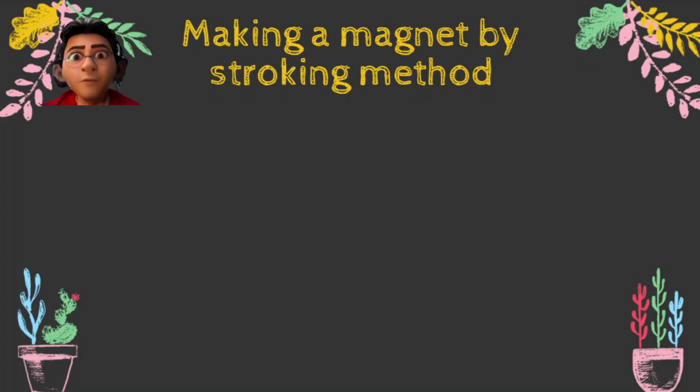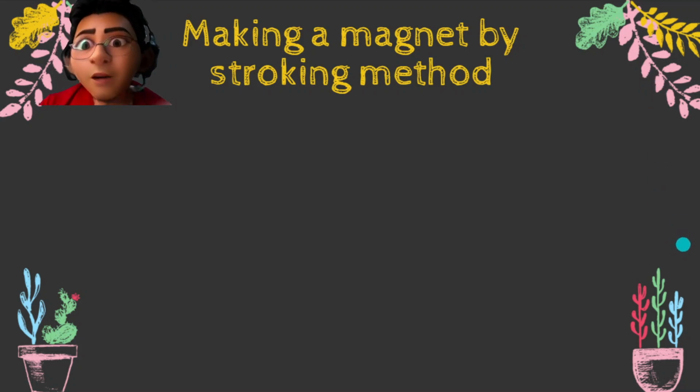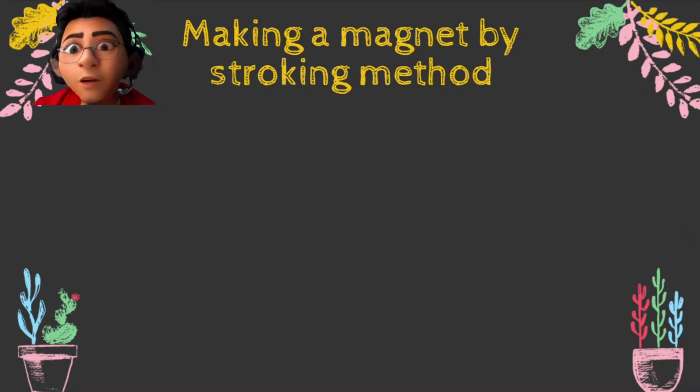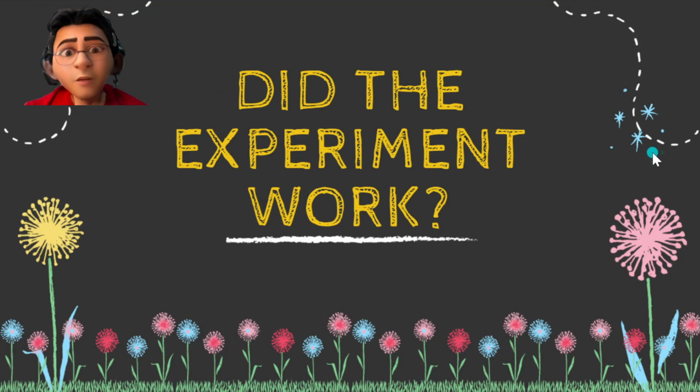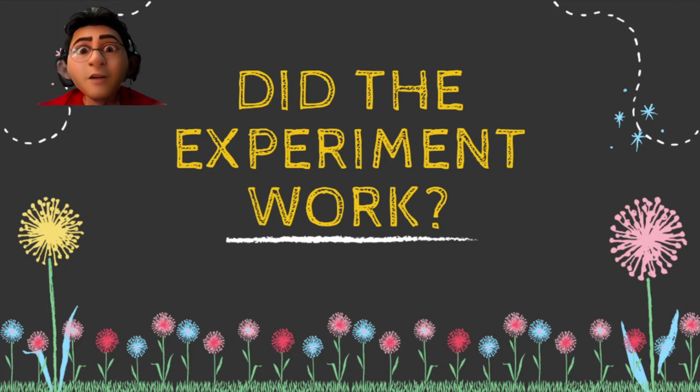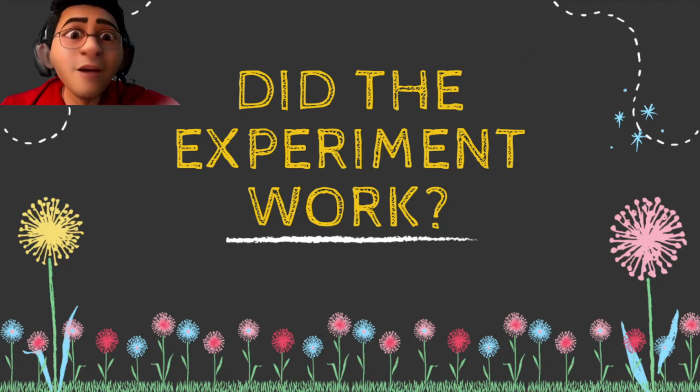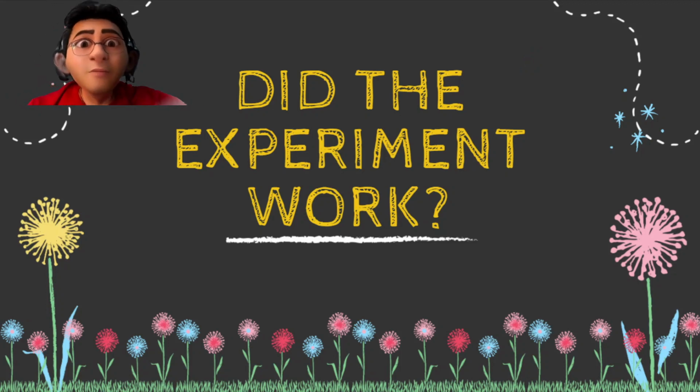Okay, from the video that I've shown just now, I only managed to attract one stapler bullet. So the question is, did the experiment work? Yes, the experiment did work, even though it can only attract one stapler bullet. So another question is, how can we make our temporary magnet stronger?